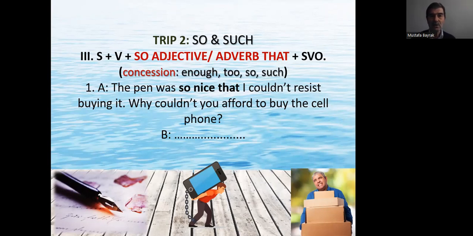Dialogue one. The pen was so nice that I couldn't resist buying it. Why couldn't you afford to buy the cell phone? The cell phone was too expensive to buy.